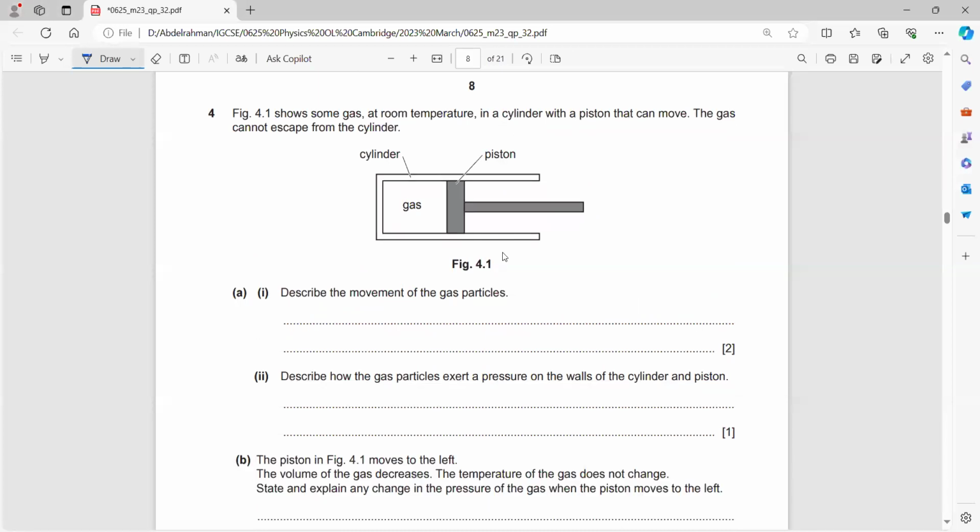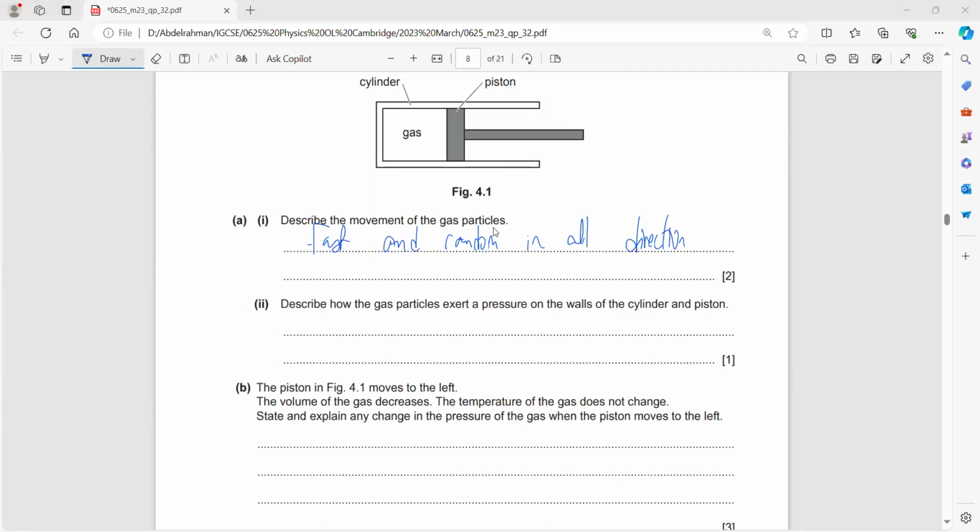Any questions? Describe the movement of the gas particles. What's the motion of the gas particles? Gas particles move fast and randomly in all directions. Describe how the gas particles exert a pressure on the walls of the cylinder and the piston. How do they exert a pressure?